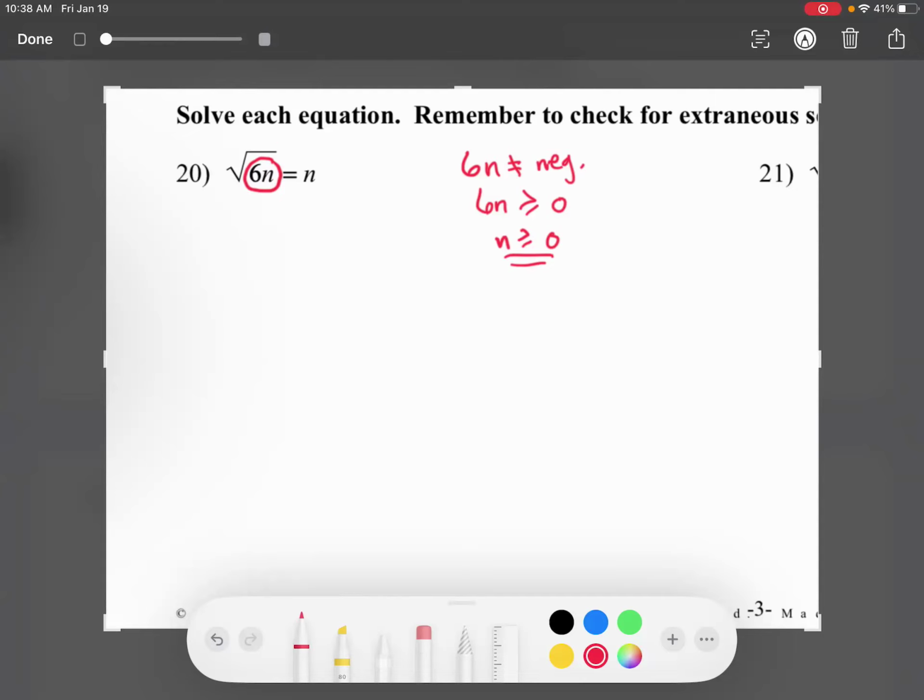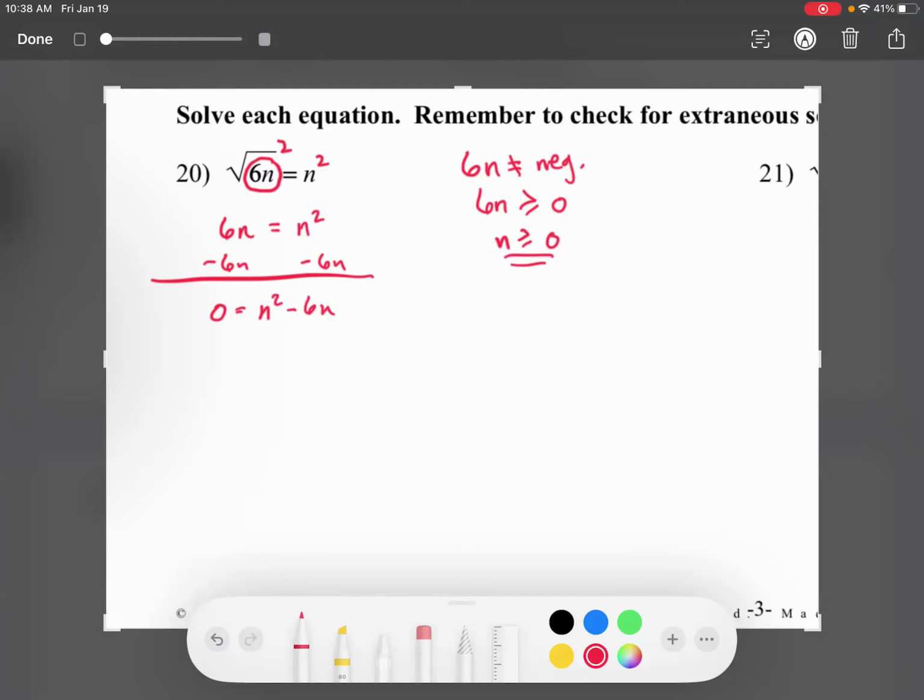So our first step towards solving is to square both sides. We get 6n on the left is equal to n squared on the right. There's a couple ways that you could solve this. You may be thinking, let's divide by n, and that's perfectly fine, although you may lose a 0 as a solution. So here's what I would do.